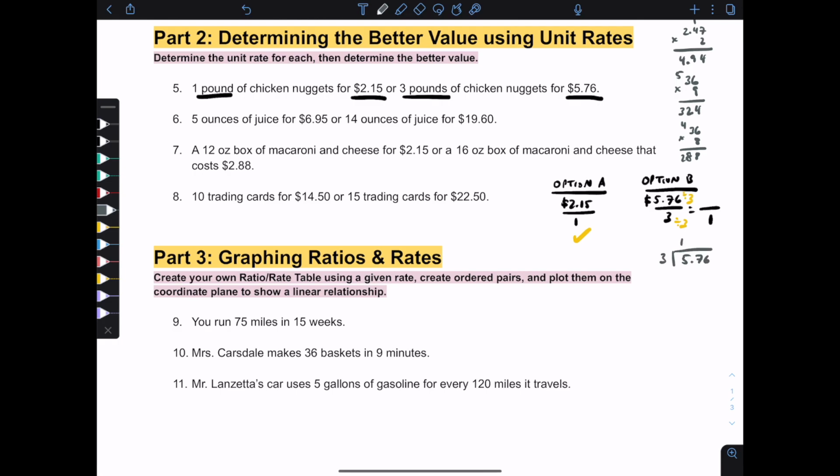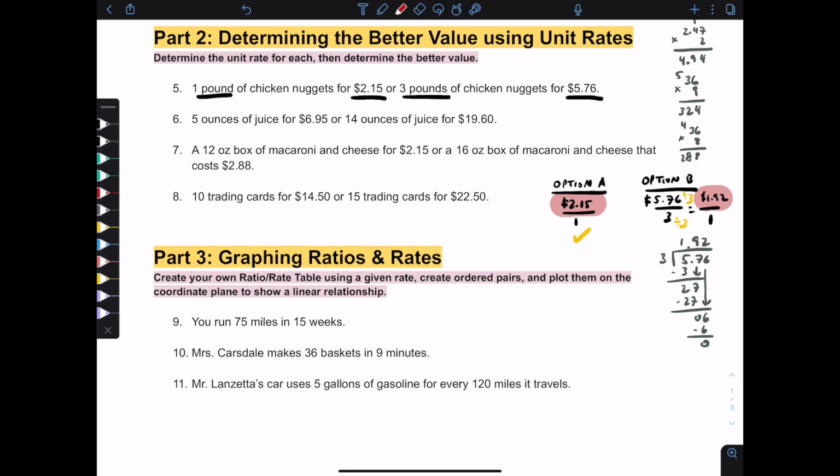So if we do 576 divided by 3, it's going to go in 1 time. It's 3, it's 2, 190, 192, because it's a 6, right? $1.92, 6 and a 0. So okay, we have $1.92. So comparing these two things, we have $2.15 per pound and we have $1.92 per pound.